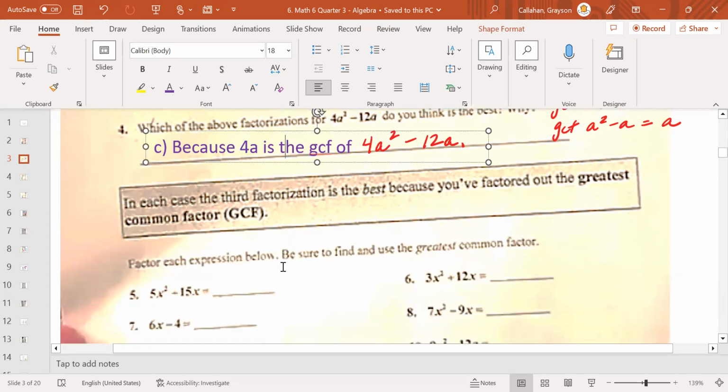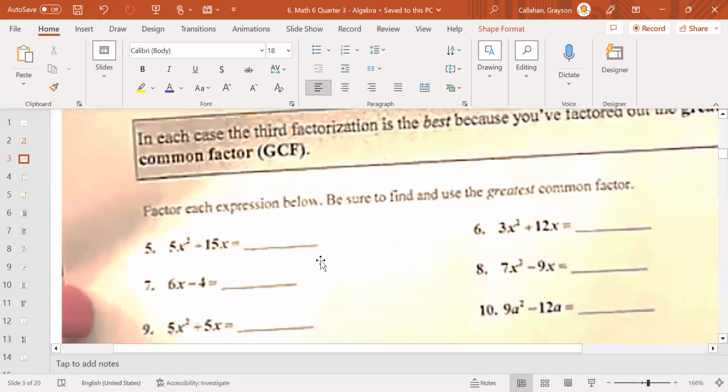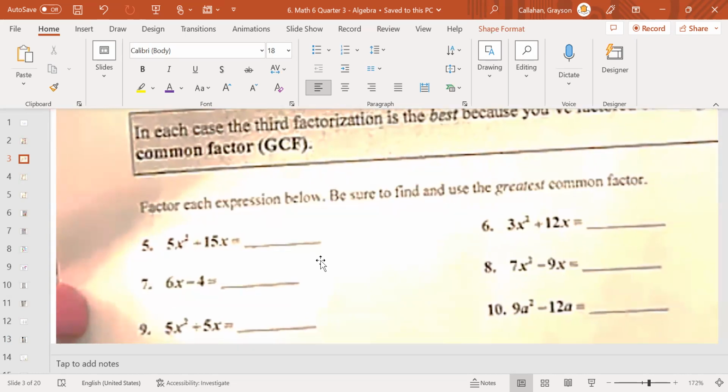Okay, I'm gonna skip it and move on. So you need to pay attention to the next part for number 5. You can finish this later, okay? For number 5, factor each expression below.